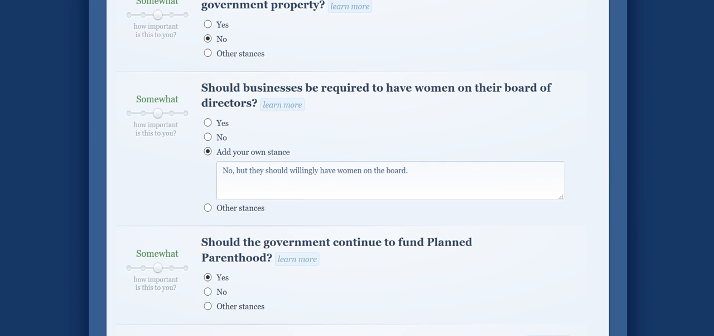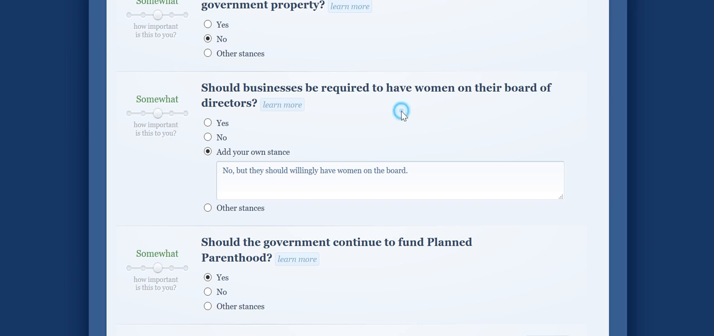All right, next. Should businesses be required to have women on their board of directors? I added my own stance here because the other ones weren't enough. I put no, but they should willingly have women on the board. See, it's tough, that word required threw me off, man. Because if you require women to be on the board, that means you have like a gender quota. I don't like quotas. Because, look, sometimes things are not always 50-50. Sometimes 50% women don't want to be on the board. Or you live in a small town and you can't get enough to fill a position, yada, yada. There's a million things that could come into play.